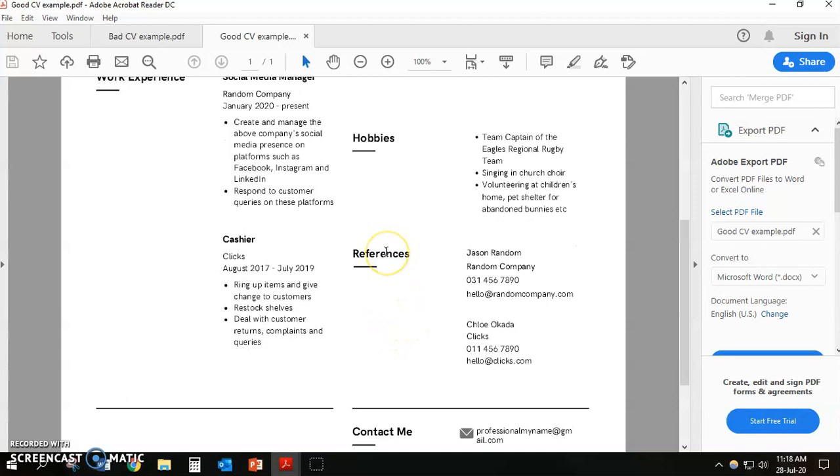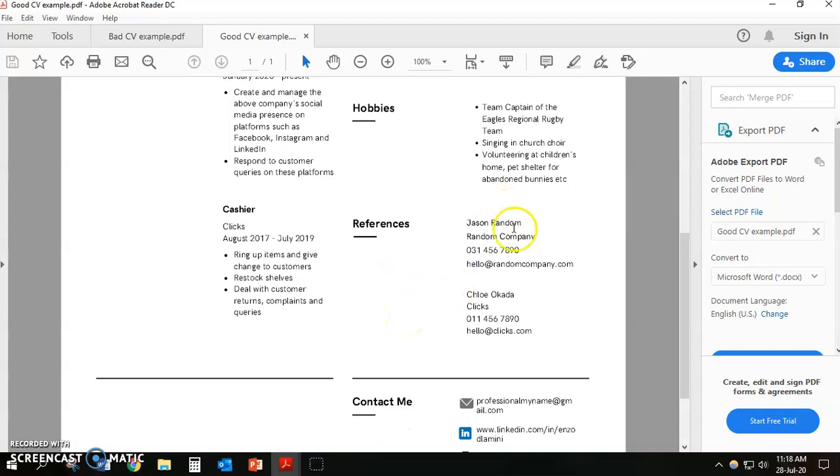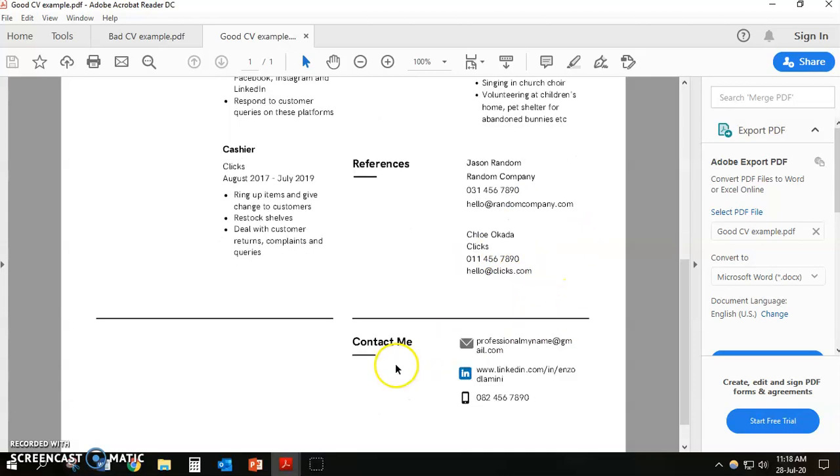Then your references. You only need to include 2 references. No, really, more than that. Make sure you contact your references so that they know they're going to be your references. And you need to have their name, the company that they work for. You can include the position as well, their telephone number, and the email address if you have it.